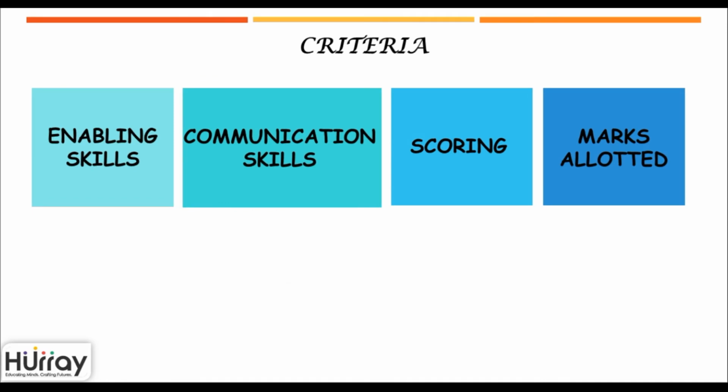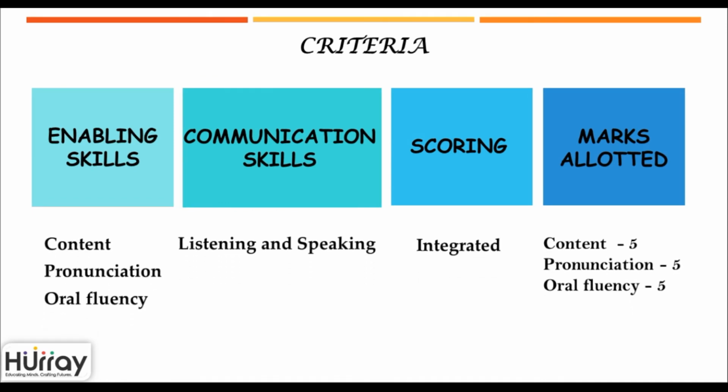Let's take a look at the criteria. Enabling skills: content, pronunciation and oral fluency. The communication skills are listening and speaking. The scoring is integrated. The marks allotted are 5 for content, 5 for pronunciation and 5 for oral fluency. So that is 15 marks in total.